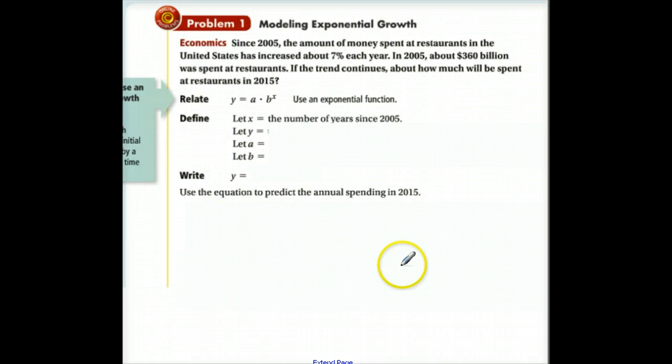Okay, so let's try an example. Since 2005, the amount of money spent at restaurants in the United States has increased about 7% each year. There's our increase percent or rate. In 2005, about $360 billion was spent at restaurants. If the trend continues, about how much will be spent at restaurants in 2015?